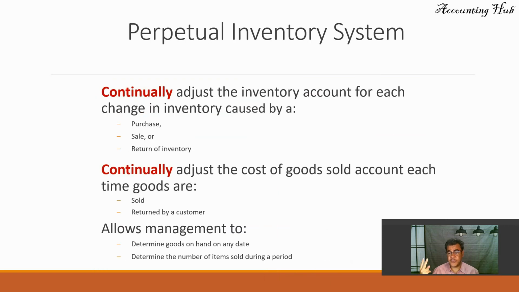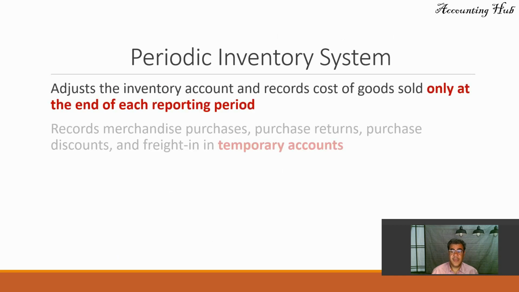And we have two methods. The first one, we will not cover here today. However, we also have a video about that, and it is in our video description. That is the perpetual inventory system. That is when we continually adjust the inventory account for each change in inventory caused by a purchase, sale, or return, and we also adjust the cost of goods sold. This is not the topic that we will be working on today.